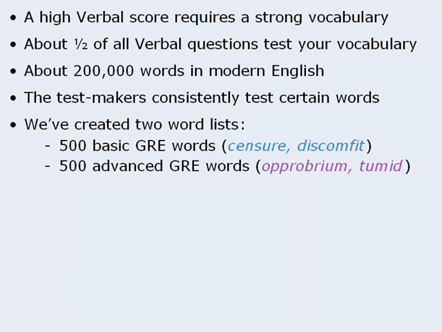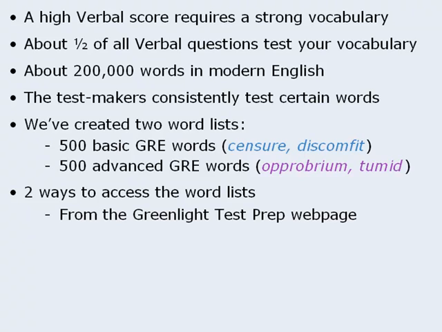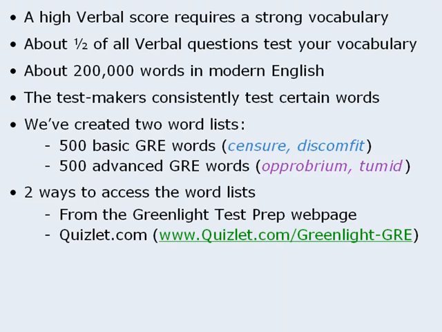Now, there are 2 different ways to access these word lists. You can download the 2 PDFs from the webpage where you're currently viewing this video, or you can access them from the Quizlet.com website. Let's examine these 2 options in greater detail, beginning with the word lists you can download from our site. When you download these lists, you'll find that the definitions have been omitted. There's a good reason for this.